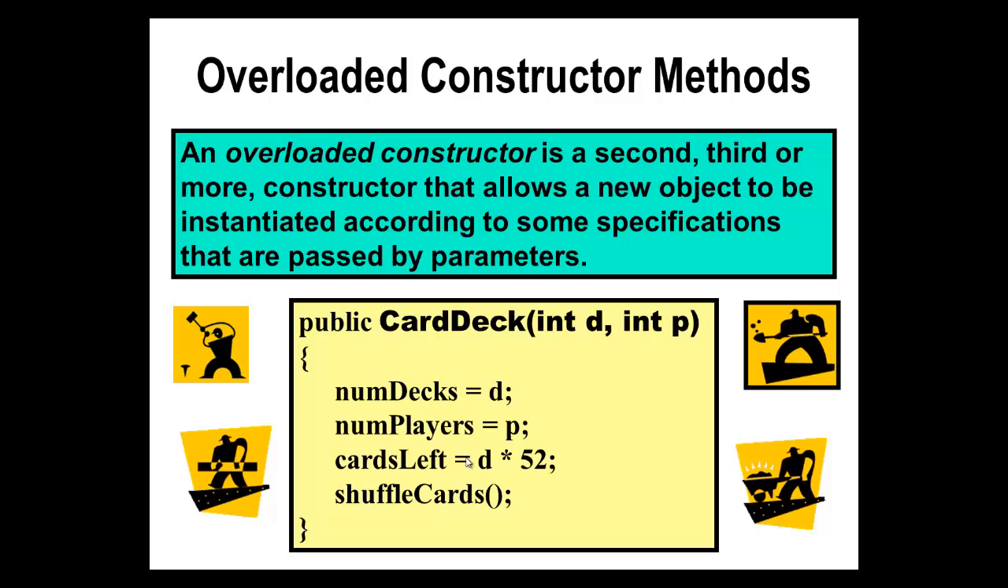Now, overloaded constructors are this idea that I can have a default constructor in existence that takes no parameters, and I have other constructors that do take parameters. Our bank account had two, for instance. One that automatically set our balances to 0, and one that automatically set our balances to whatever we entered. In this case, card deck is going to take two integers D and P, probably for decks and players, and calculate the values necessary. Okay? And I quote, an overloaded constructor is the second, third, or more constructor that allows a new object to be instantiated according to some specifications that are passed by parameters. This is what I described.